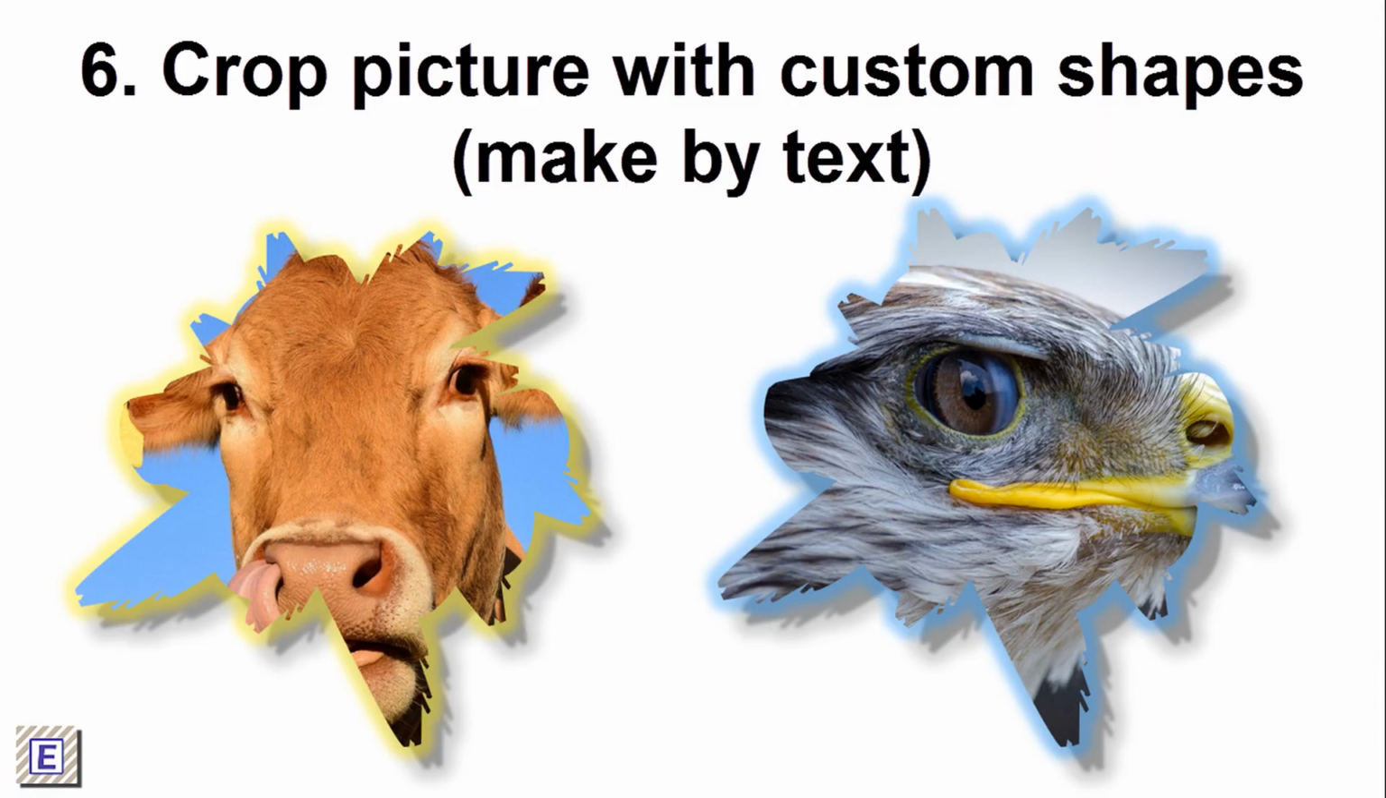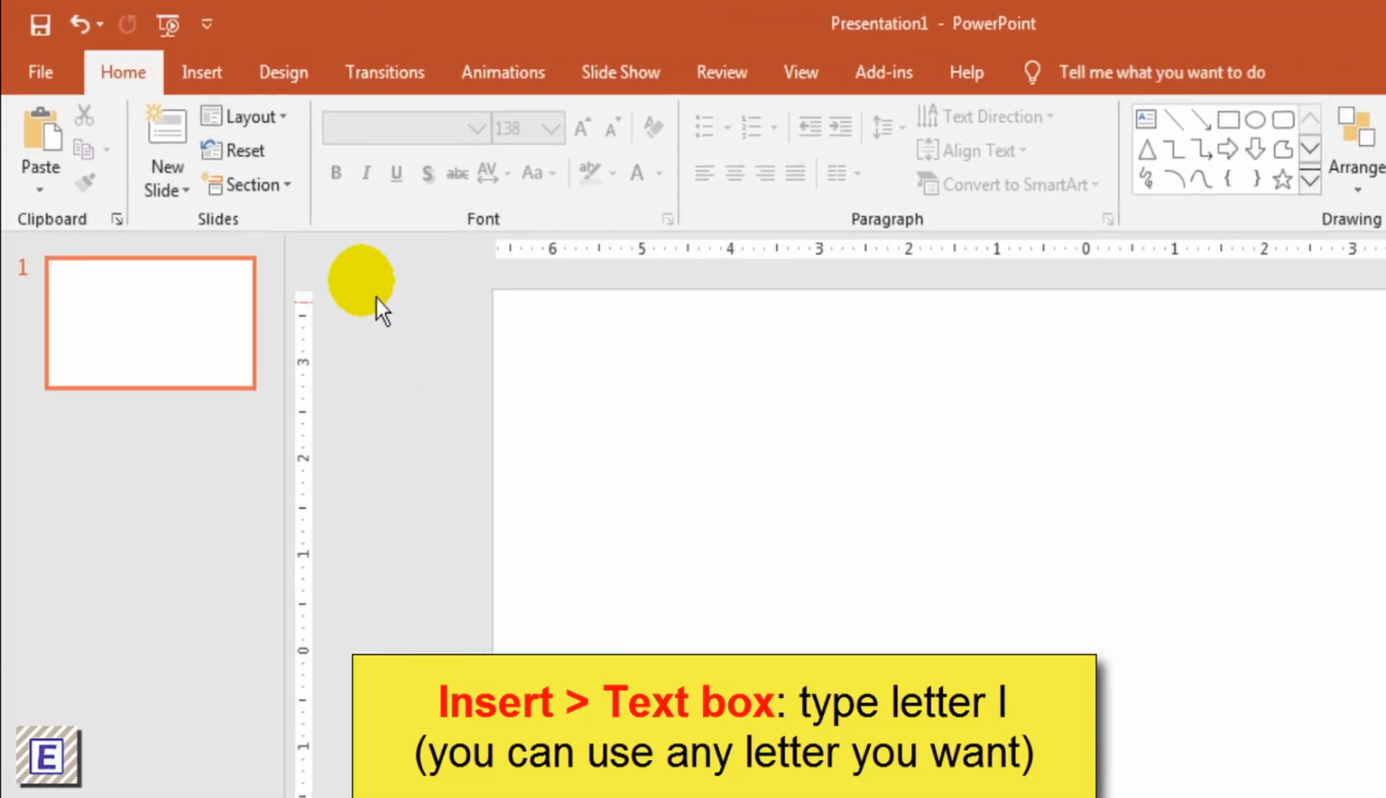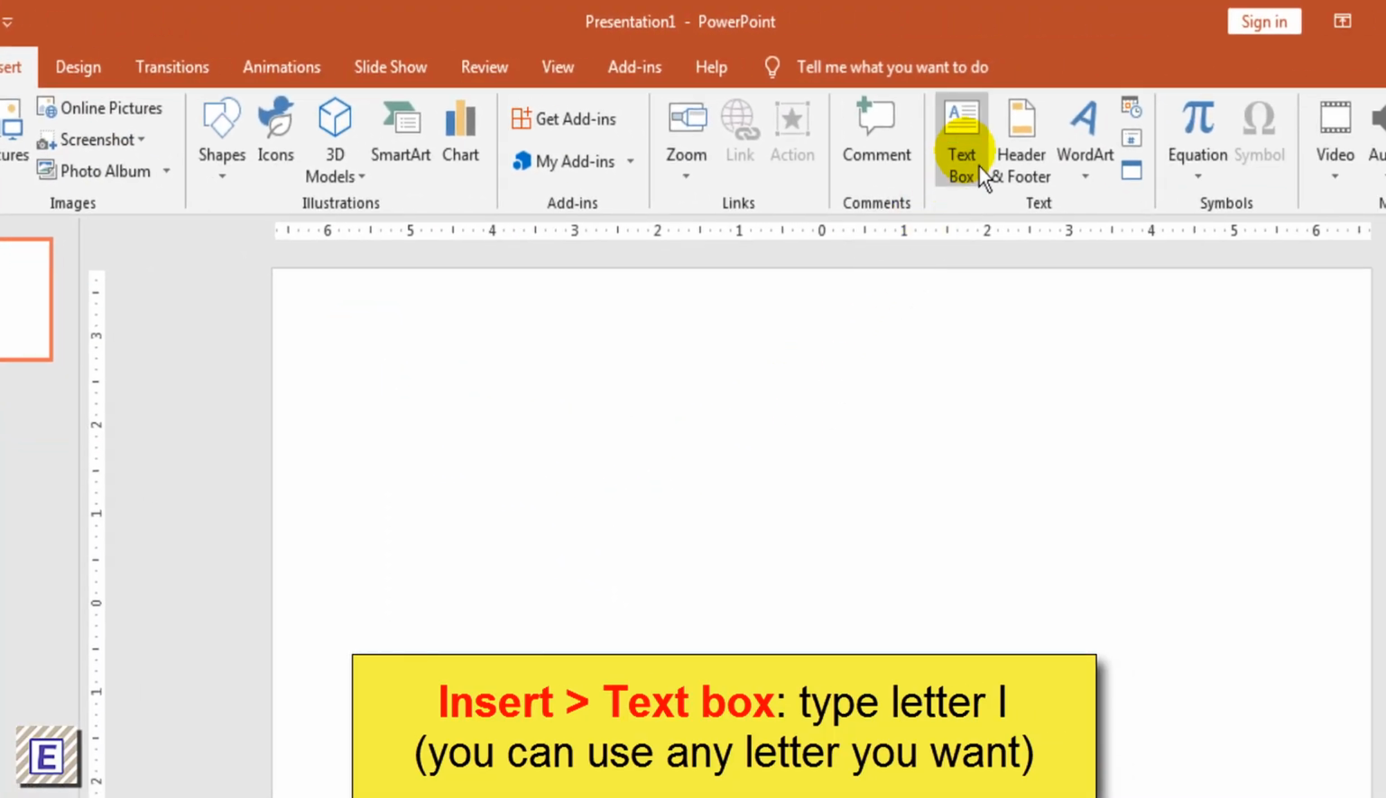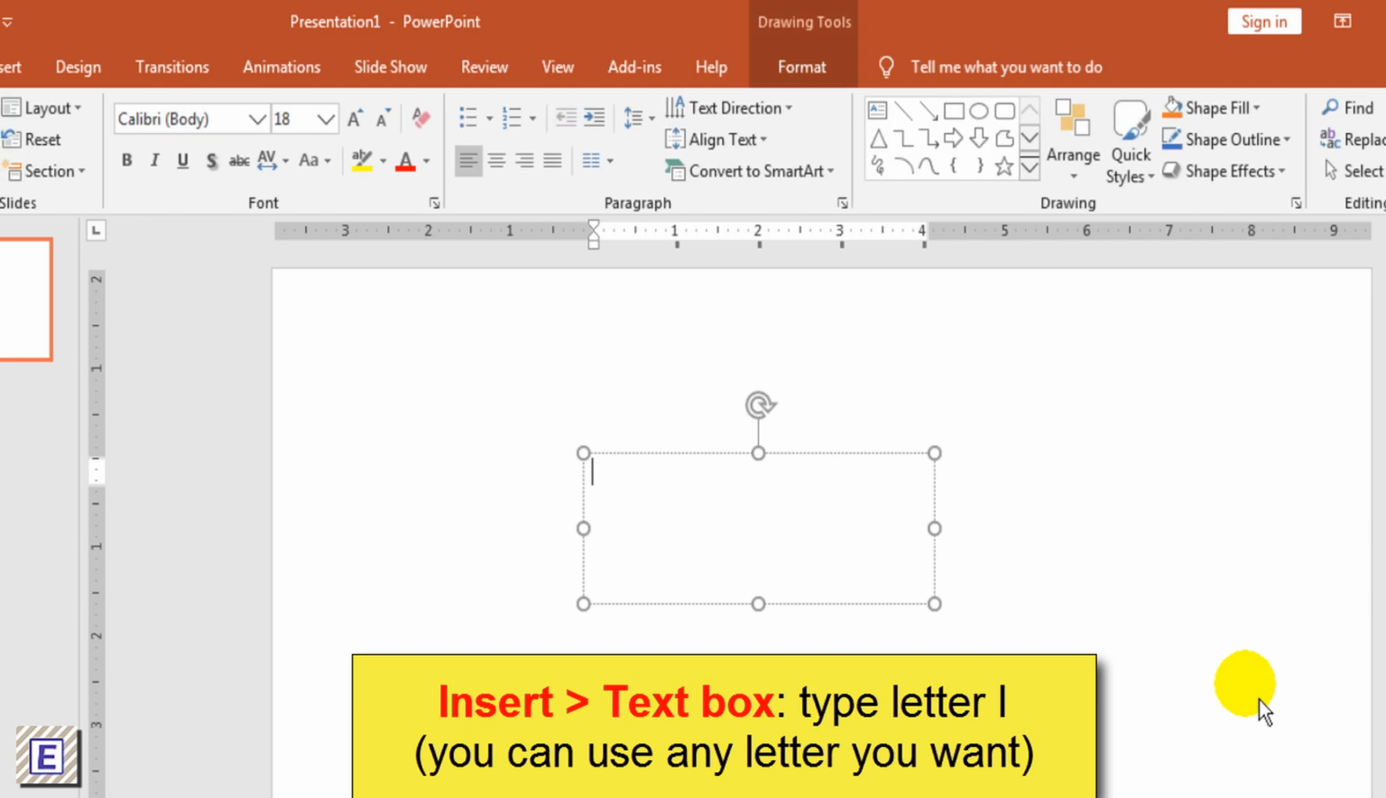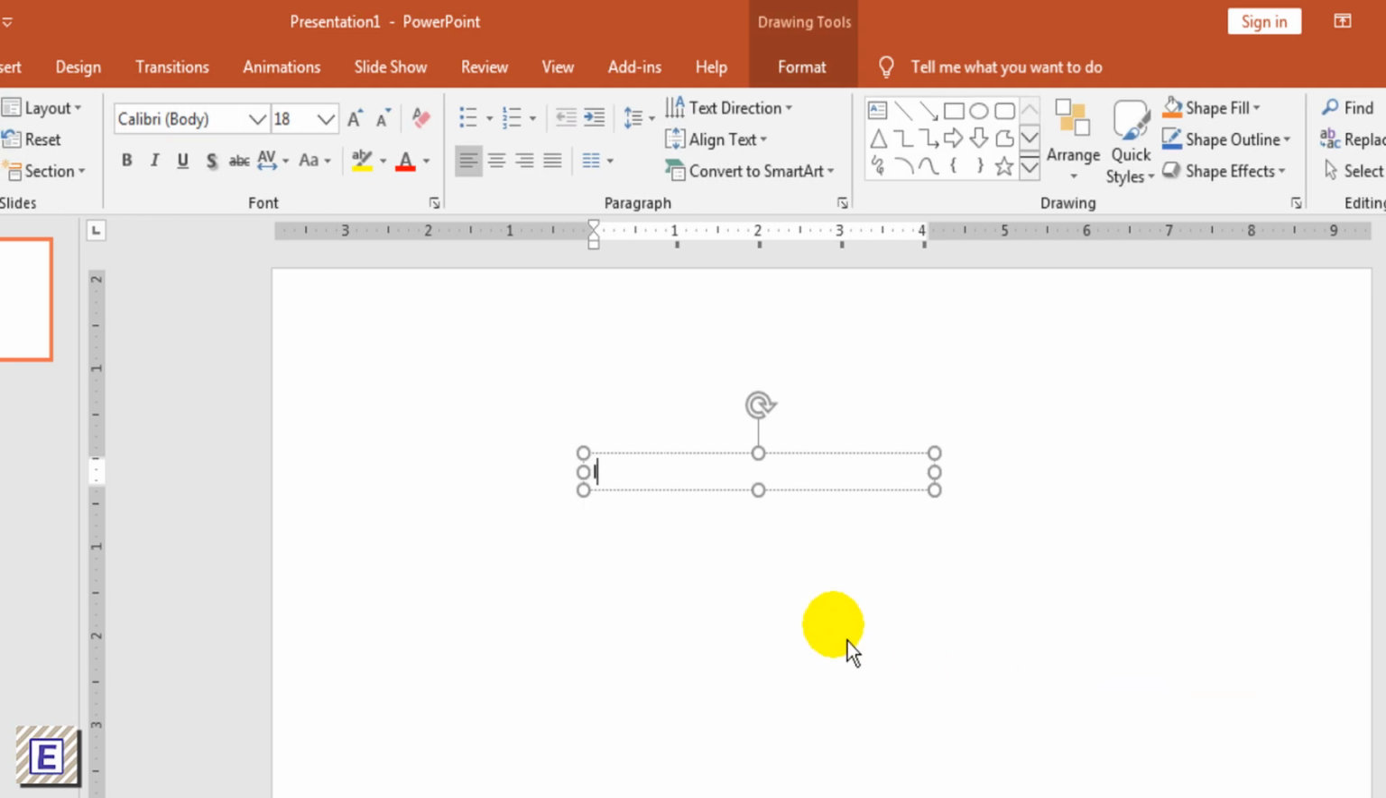6. Crop picture with custom shapes. Insert. Text box. Type letter I. You can use any letter you want. I use font Razer 84.